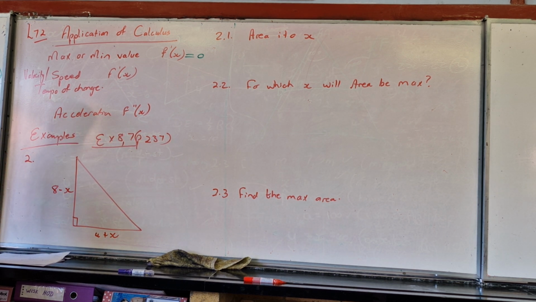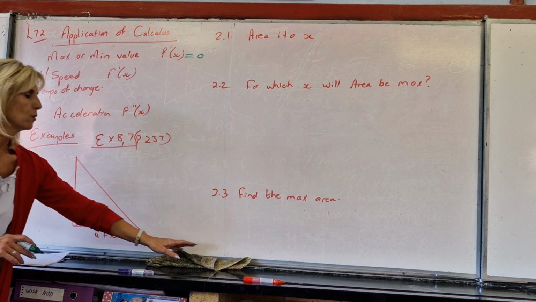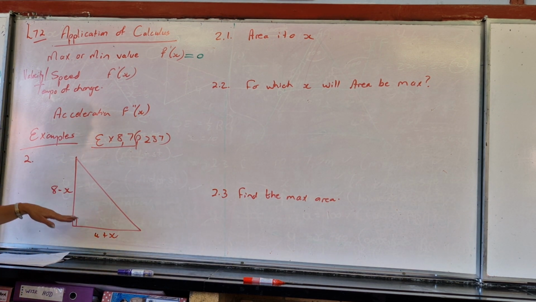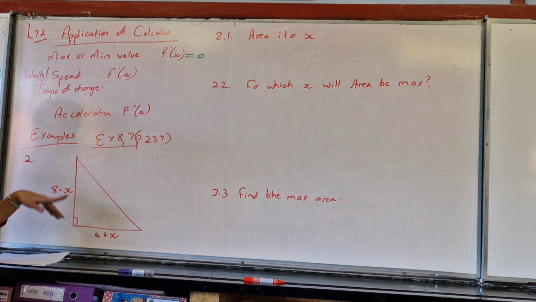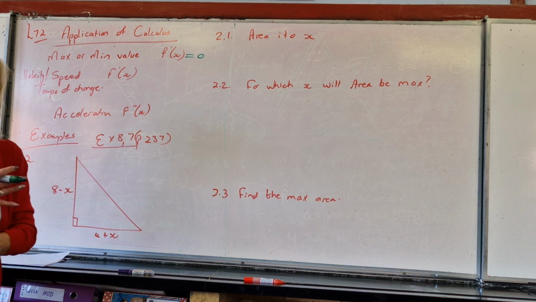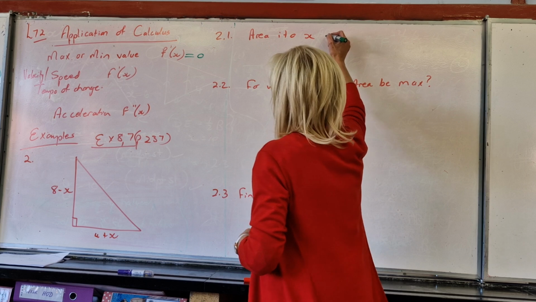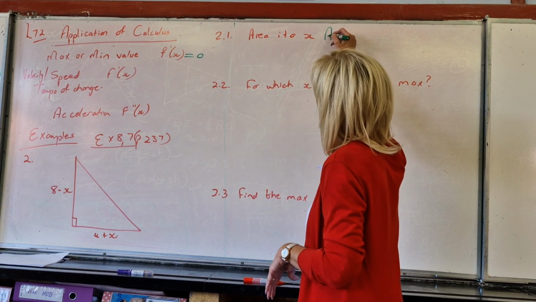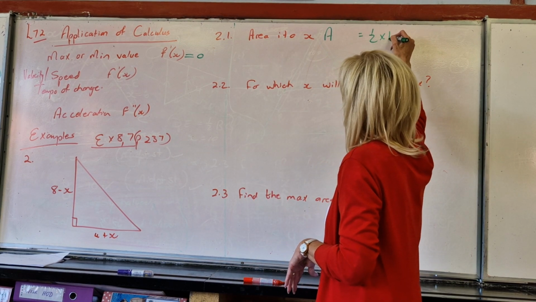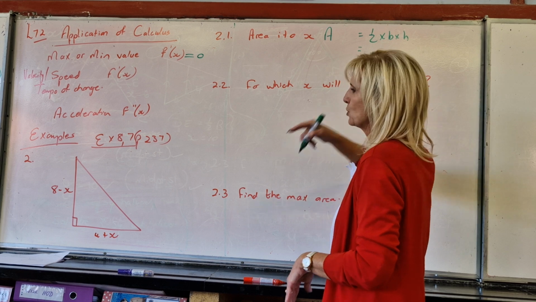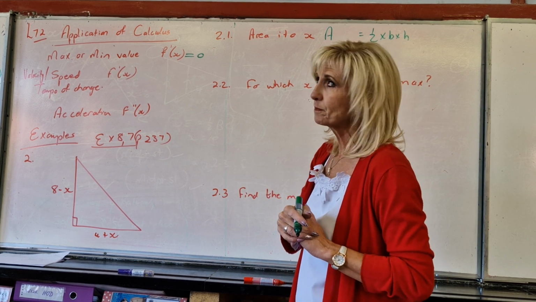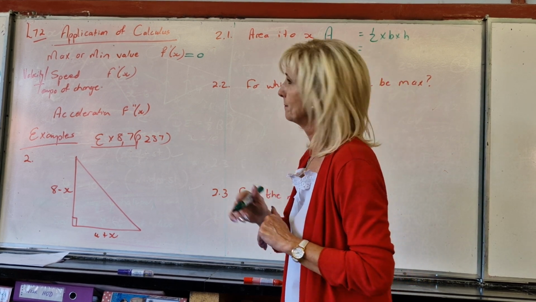So let's have a look at this example. The example said, we've got a flat figure here, which is a triangle, and they're giving me the two sides in terms of x, and the first question says, please give me a formula of the area in terms of x. So easy peasy, lemon squeezy, area is equal to half base times perpendicular height. Which one is the base and which one is the height? It doesn't matter.